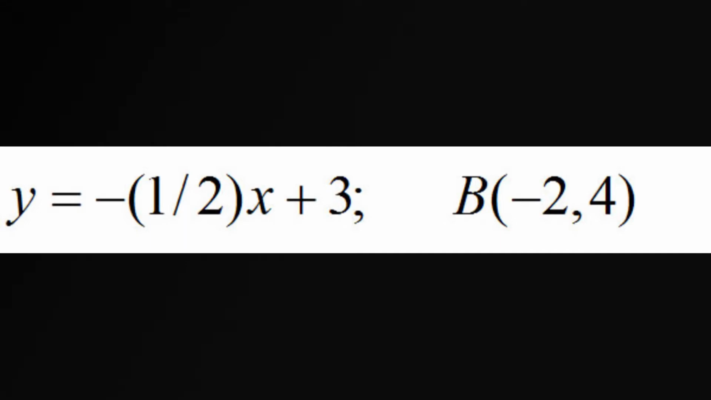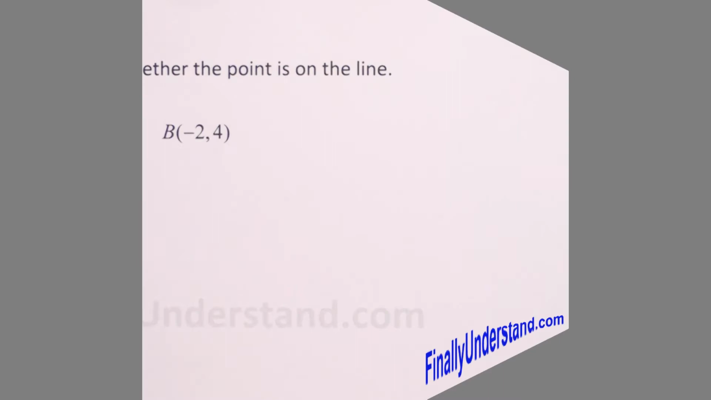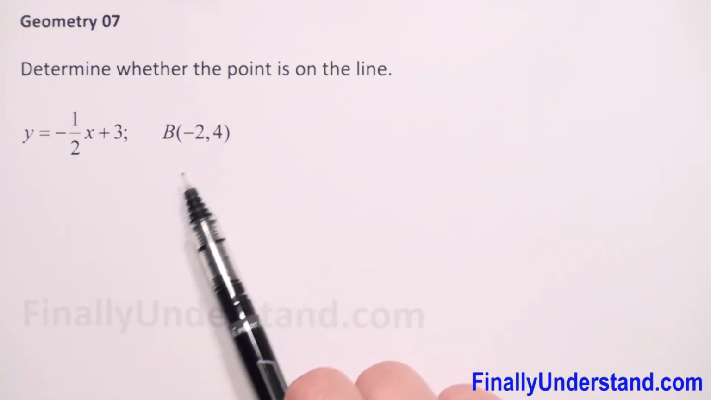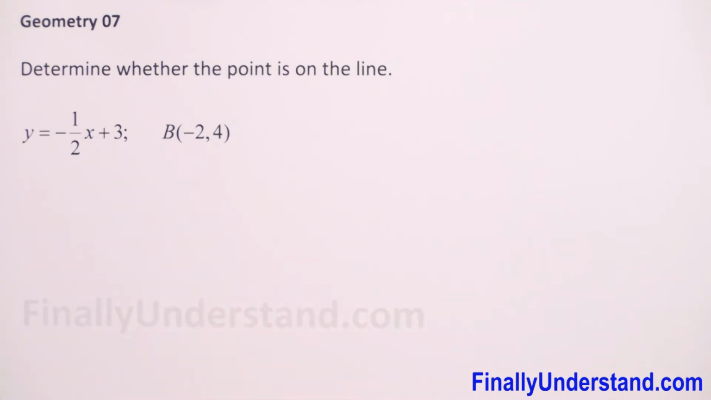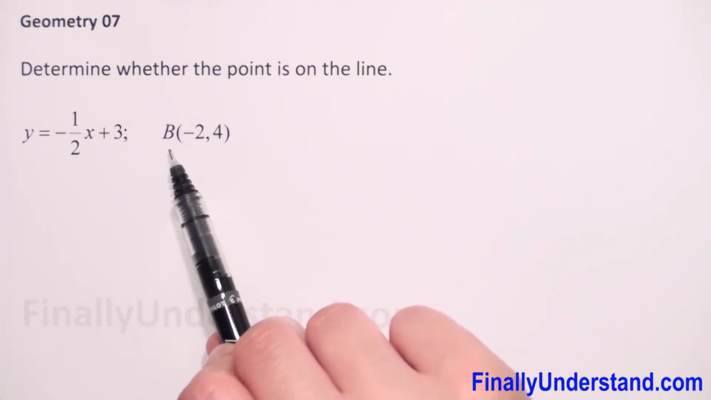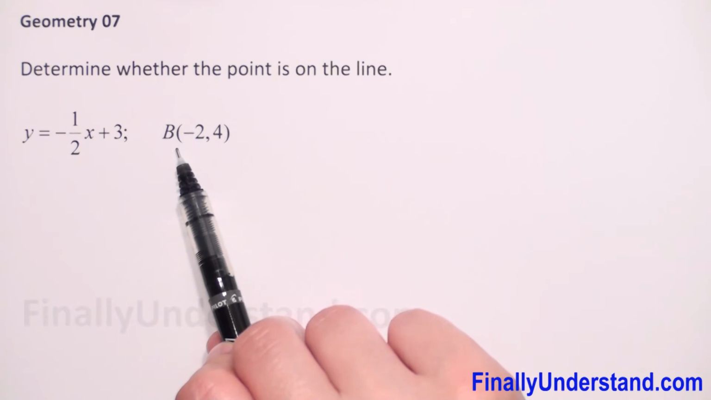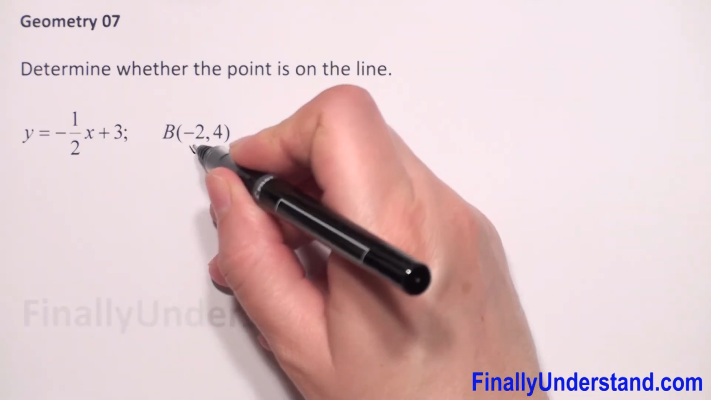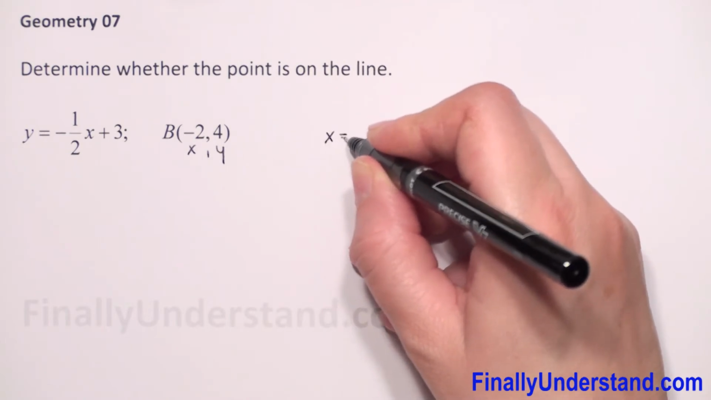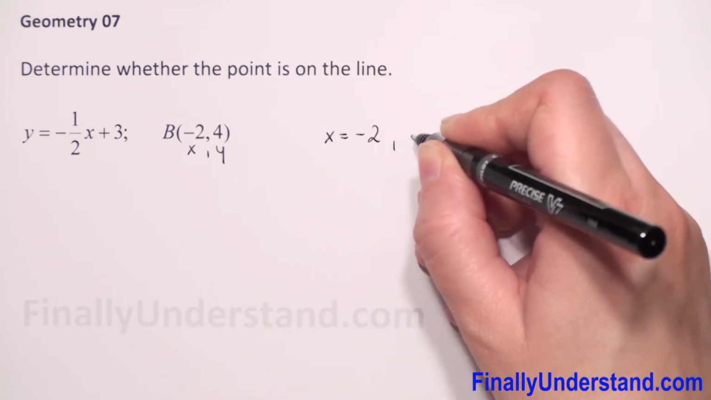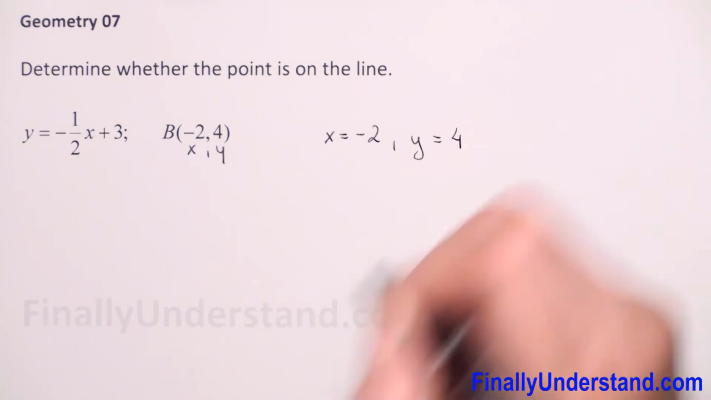We have been given the equation of a line and a point, and we have to check if this point is on the line y equals -1/2 x plus 3. We know that the first coordinate of point B is x and the second is y. So we can write that x is equal to -2 and y is equal to 4.